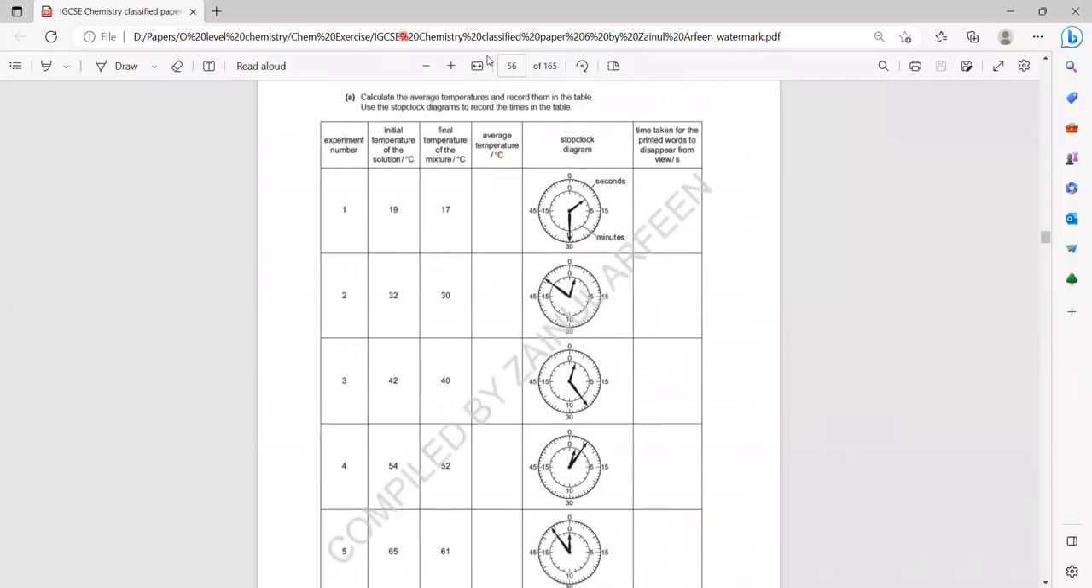Just a minute, I will zoom out, then you can use screen annotation to complete. We need an average. So how to take an average? Add these numbers and divide by 2. So it will be 19 plus 17 divided by 2, 32 plus 30 divided by 2, 42 plus 40 divided by 2, 54 plus 52 divided by 2, and 65 plus 61 divided by 2.